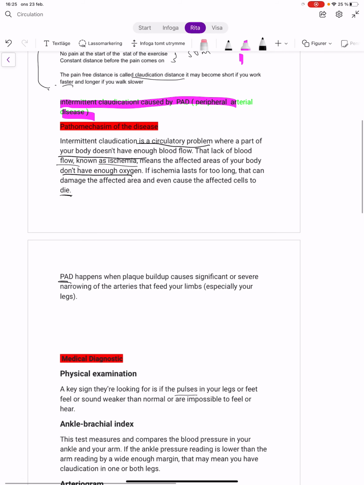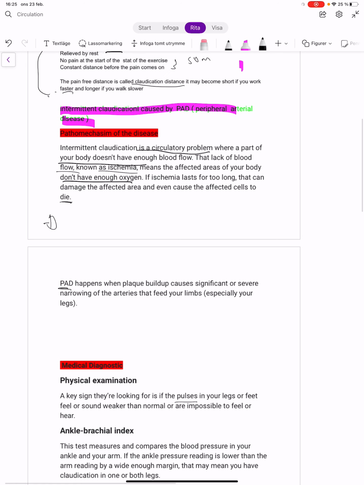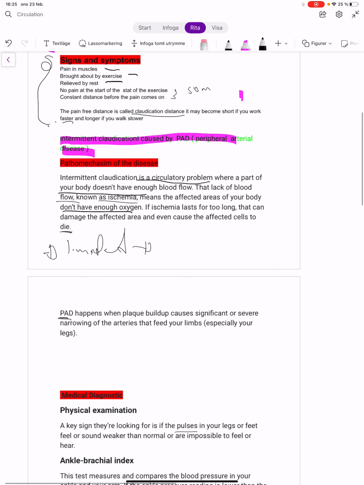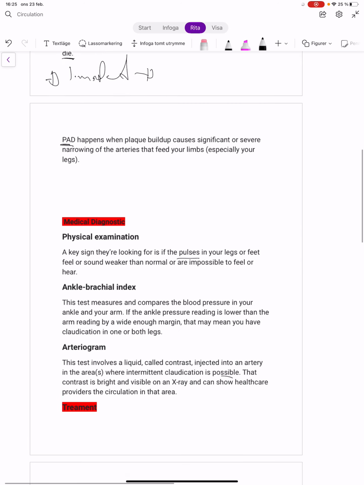Another thing you need to remember is that because of limited supply of oxygen, the cells are going to undergo anaerobic respiration, and this is going to lead to an increase of lactic acid, which will definitely lead to pain.